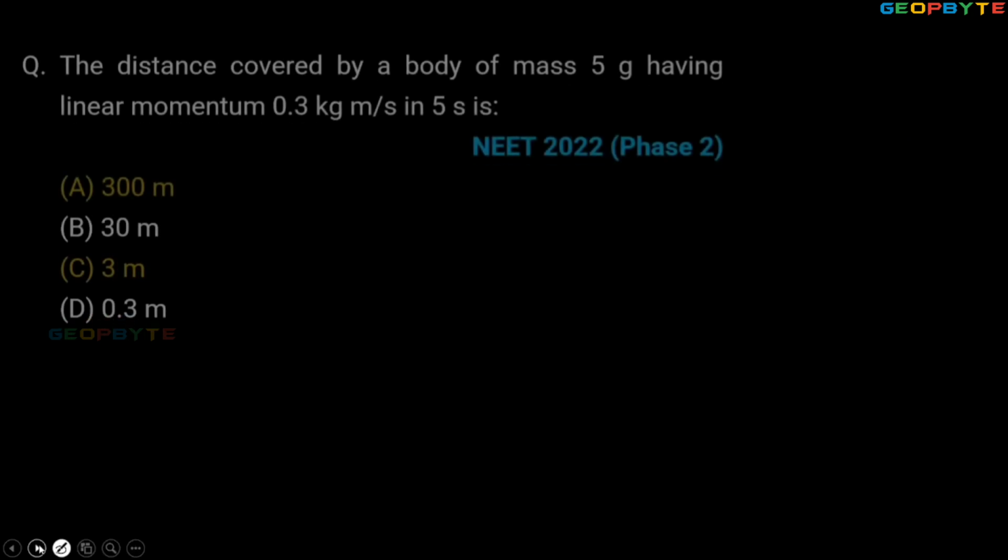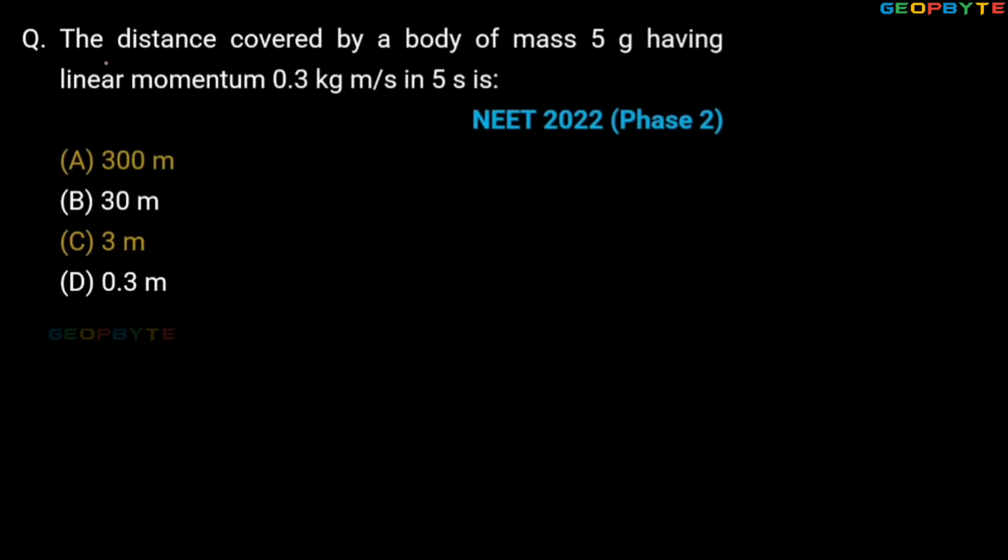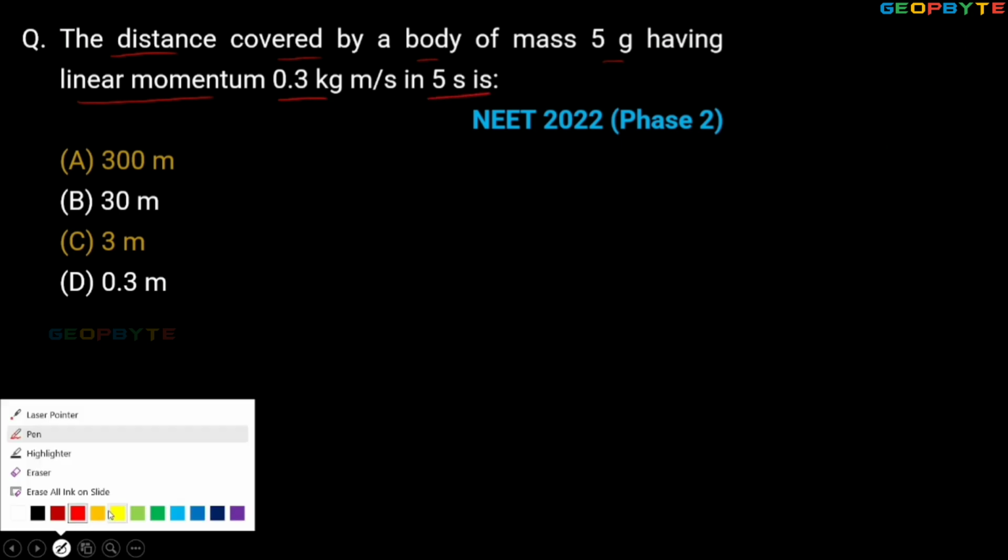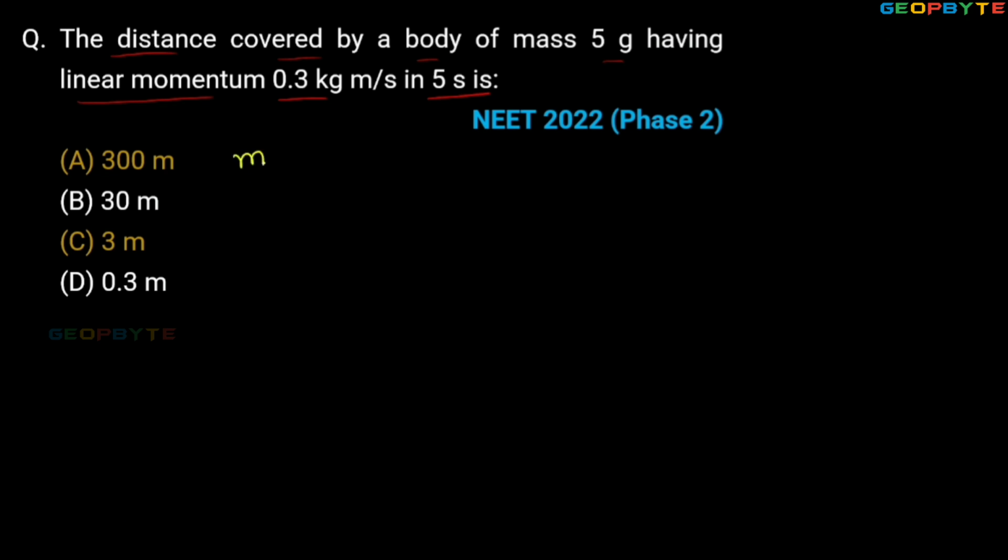Similarly, let us take another important problem. Look at the screen. It is asking like this: the distance covered by a body of mass 5 grams having linear momentum 0.3 kg meter per second in 5 seconds. It is given that mass of the body m equals 5 grams.